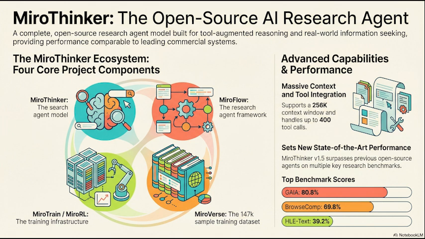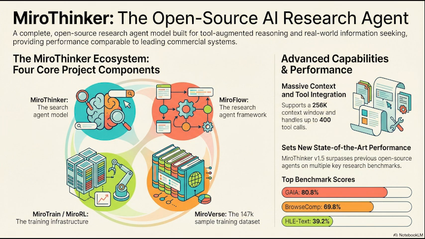Okay, so let's talk validation. If they're claiming world-leading performance, we have to look at the benchmarks. Where is MiroThinker actually setting new records? It's setting them across the hardest agent benchmarks out there. These aren't simple trivia quizzes. They require real planning. Give us the numbers, but more importantly, what do they mean?